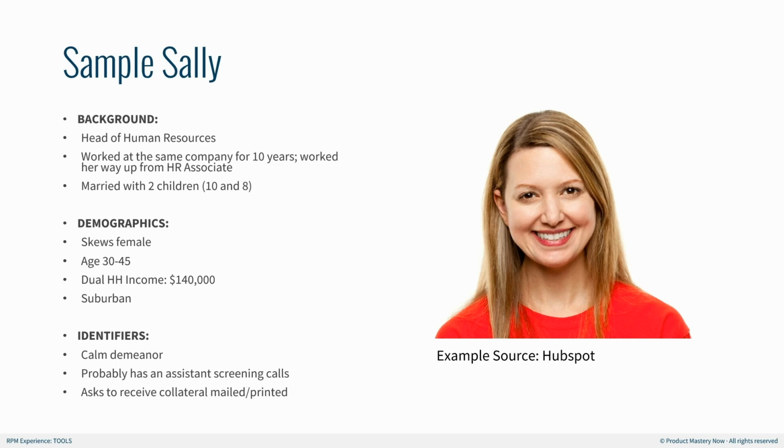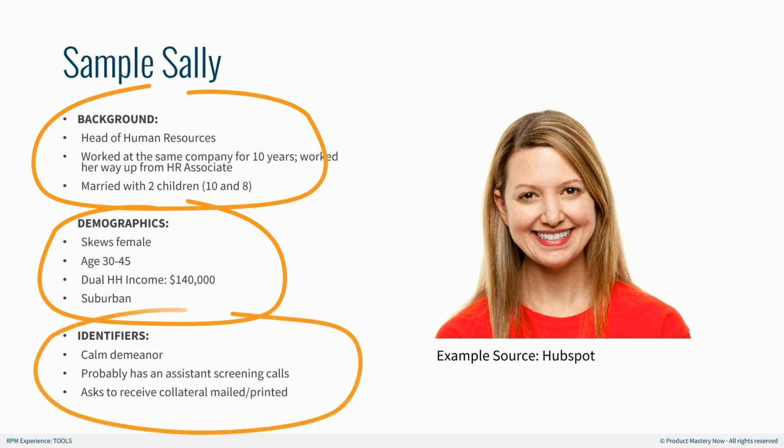And I found an example from HubSpot. So if you're looking at the slide version of this on the YouTube channel, you'll see this. HubSpot is a marketing and sales software company. And they have Sample Sally. I often come across personas that have some kind of alliteration like that. So Sample Sally is the head of HR. And in the persona, we collect additional information about her to create a more clear picture of the ideal customer, including demographic information as well as other identifiers like, hey, Sample Sally has a clear demeanor. And she also likes to receive collateral that is mailed and printed, better format for her.